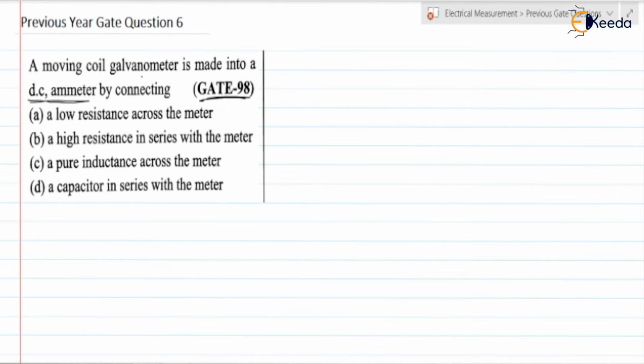So here, in order to convert the basic meter into an ammeter, we need to connect a low resistance across the meter. So the correct option is option A. So friends, this is about the previous year GATE question number 6. This question is from the GATE 98 examination.